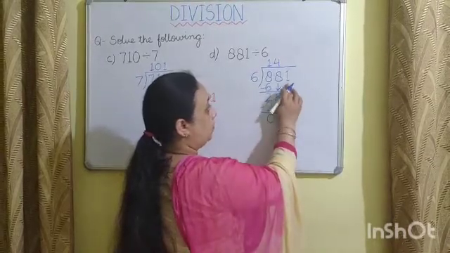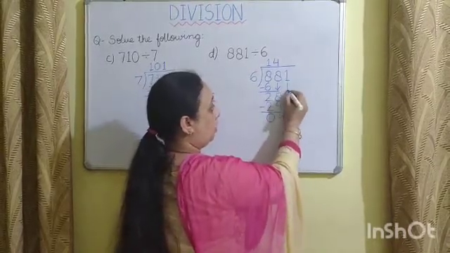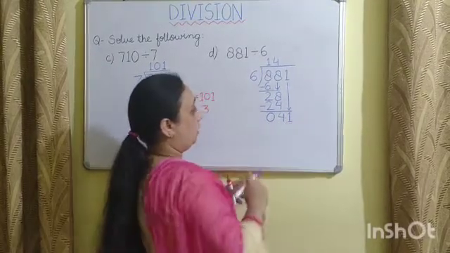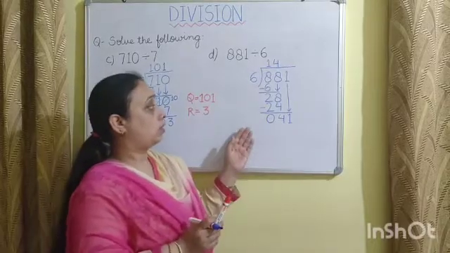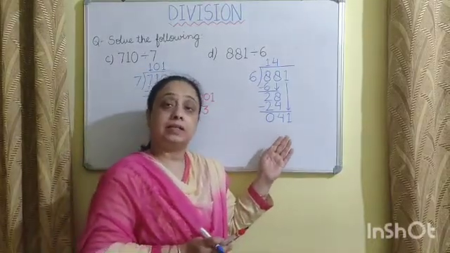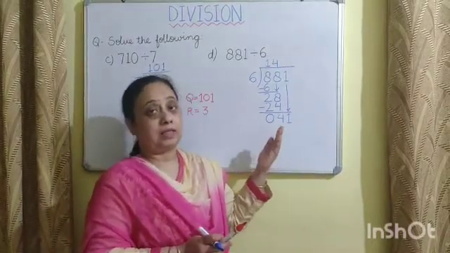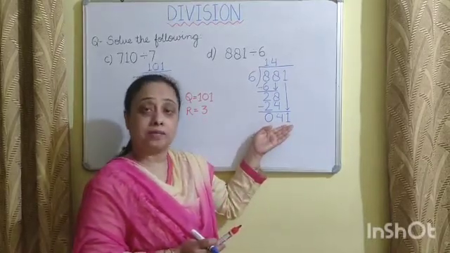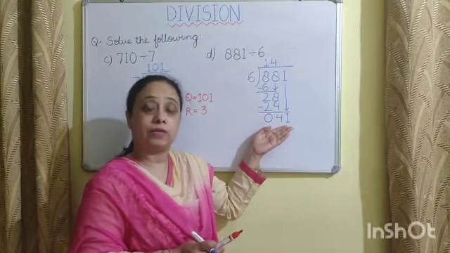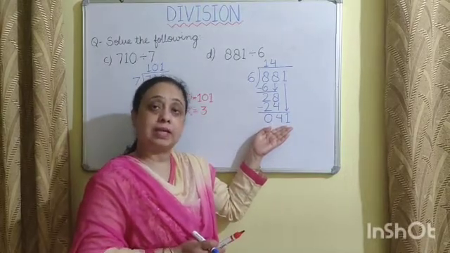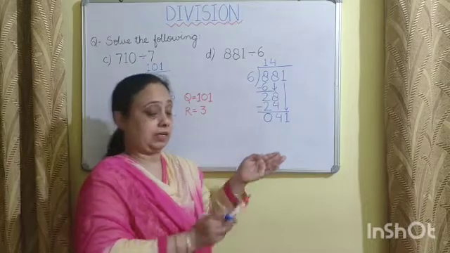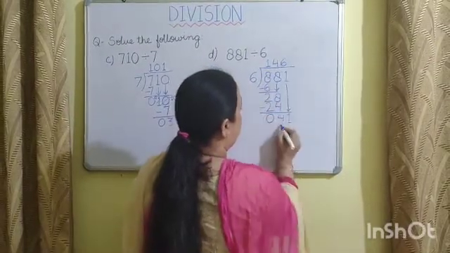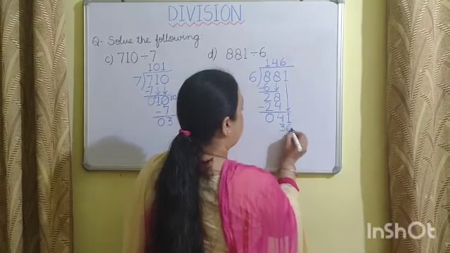Now, we are left with 1. So, we'll copy down this 1 here. Now, we know that 6 6s are 36 and 6 7s are 42. But here our number is 41. So, 42 is greater than 41. So, we'll take 6 6s are 36. We'll write 6 here. 6 6s are 36.